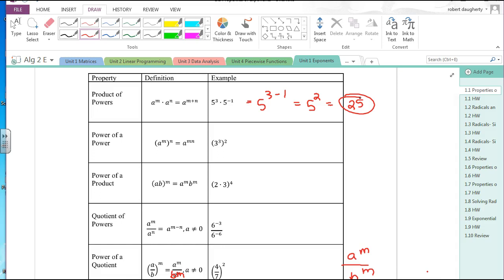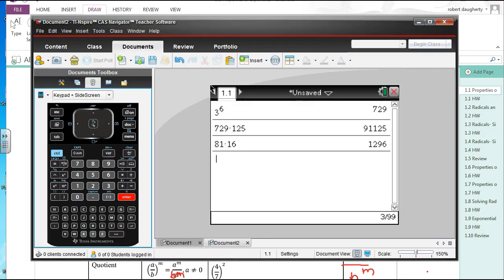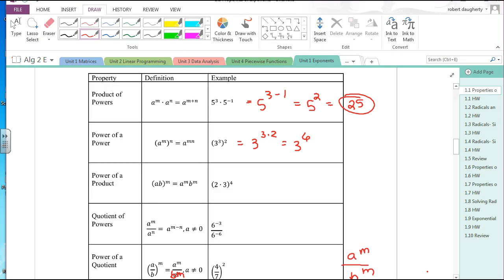Power of a power. A to the m raised to the nth power. See how that's different than this? So in this case, those exponents, what do I do with them? I multiply them. So 3 cubed squared is 3 to the 3 times 2, which is 3 to the 6th power. Okay. Let's just do that real quick. I don't know that one off the top of my head. 3 to the 6th power is 729. Okay.